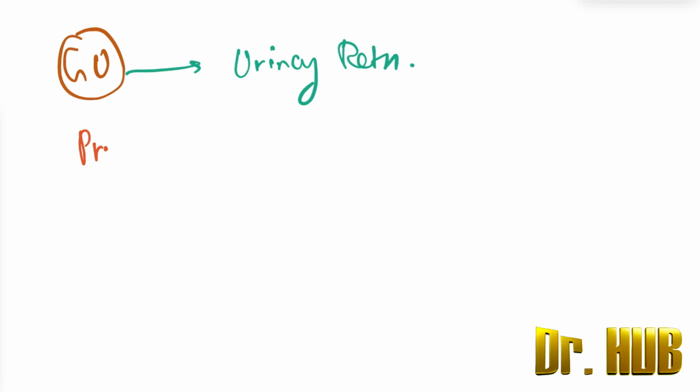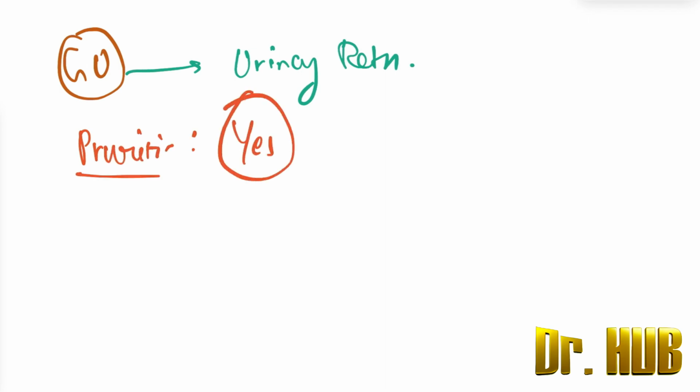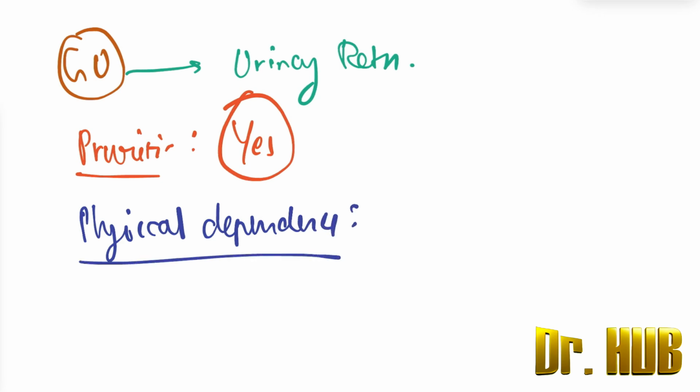What about the pruritus? The answer is yes, pruritus is seen. Then comes physical dependence. If we look at the physical dependence, the answer is yes, there is presence of physical dependence. So this was about the effects of opioids on its various receptors.